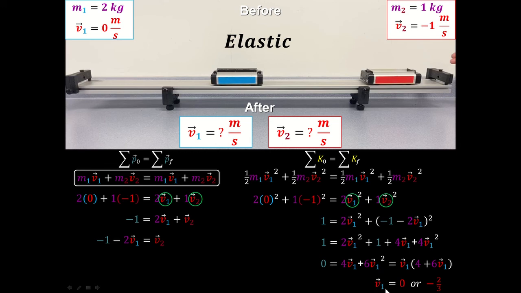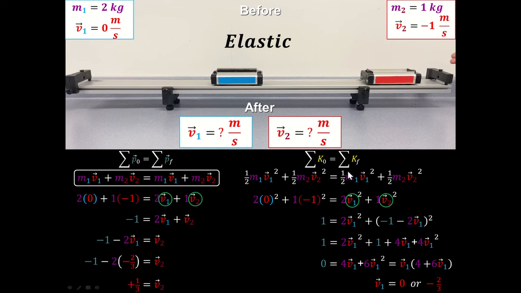Well, we already know that it works if v sub 1 is 0 because v sub 1 was 0 here, and that would make before equal after, but it's not very interesting. So I'm going to go with this one. V sub 1 is -2/3. So I'm going to plug in -2/3 for v sub 1 right here. I multiply that out, I get +4/3, and -1 plus 4/3, so that's -3/3 plus 4/3 is +1/3.